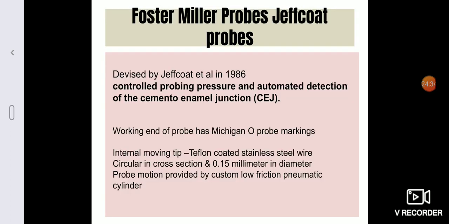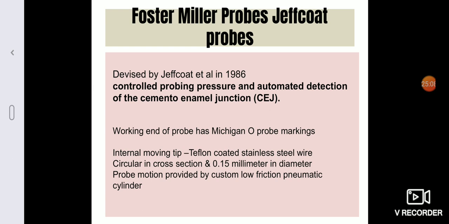Next are the Foster-Miller probes, also known as the Jeffcoat probes. Now, this was devised by Jeffcoat et al. in 1986, and this uses a controlled probing measure, and automated detection of the cemento enamel junction can be carried out using these probes. Now, the handpiece tip automatically extends and retracts under the controlled force. Rapid change in the acceleration occurs when the cemento enamel junction is crossed.